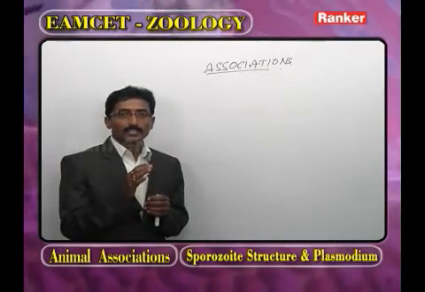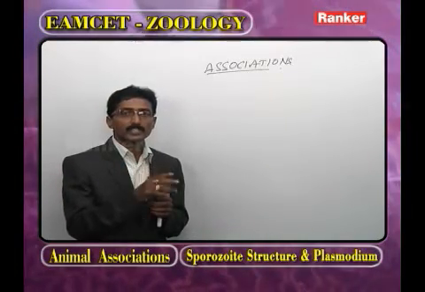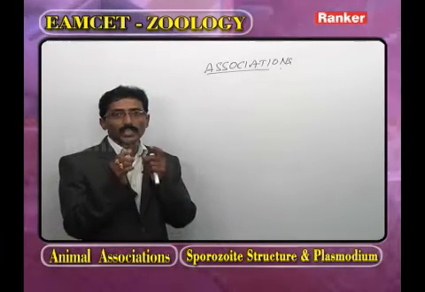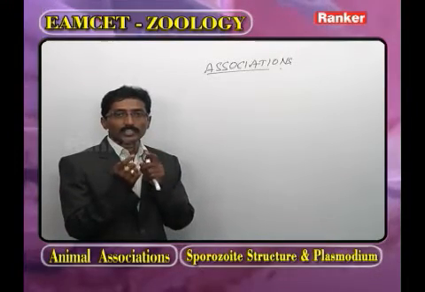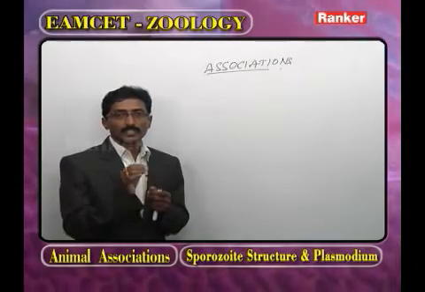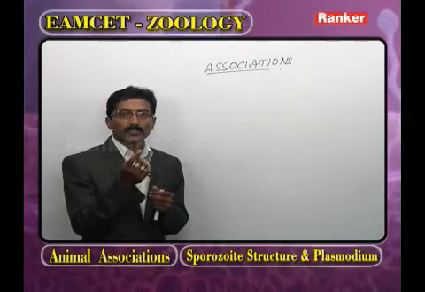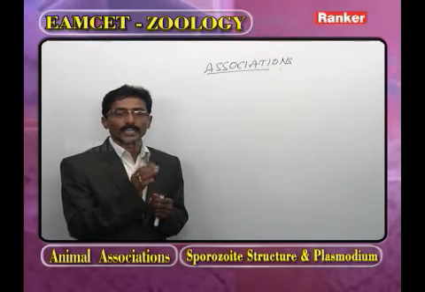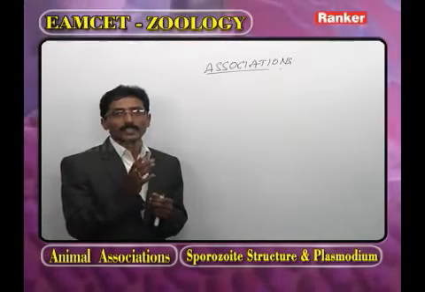In order to explain an association, two organisms belonging to different species are required. Here is one interesting point: the relation between predator and prey is not an association, it is purely an interaction. Another example is antibiosis.